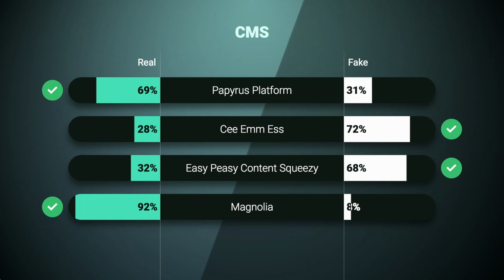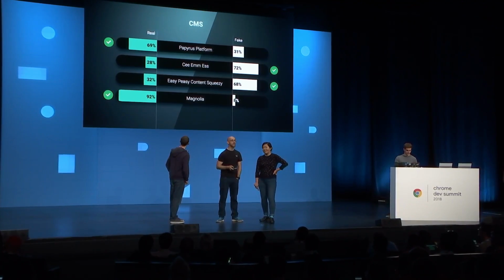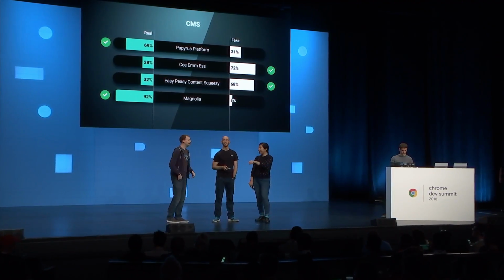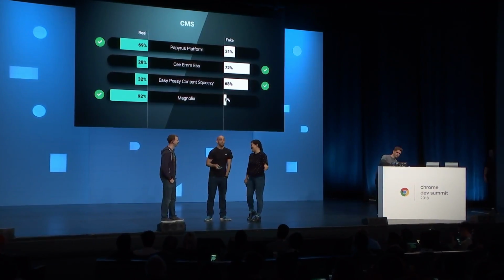I'm really disappointed that Easy Peasy Content Squeezy is not a CMS. You know what? Now that you say that, somebody is publishing an NPM module right now. Brilliant. I will gladly use it if it's good. So hang on, Magnolia must be the popular one, right? Because I've not used this content management system in years. Is it a popular one? I think so. Okay, that would be why it got 92%.